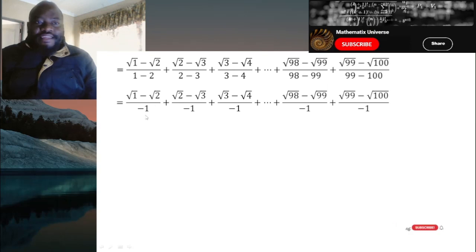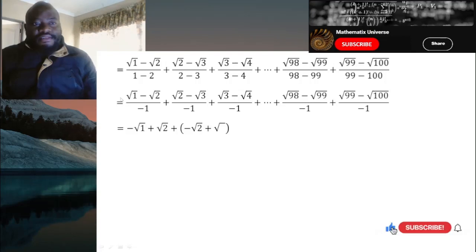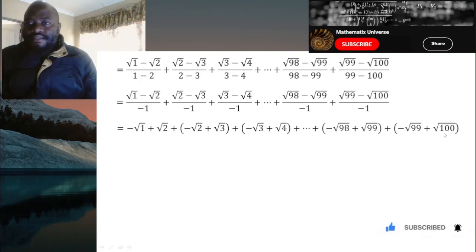Then the negative 1 is going to multiply the numerator, so we end up with something like this. So we'll have a negative square root of 1, but here we'll have a positive square root of 2. Here we'll have a negative square root of 2, but a positive square root of 3. And this goes on up until the very last one where we multiply this one by negative 1 and this one by negative 1, which gives us this last bracket. Now here we're just going to simplify the brackets and we end up with a nice series that looks like this.